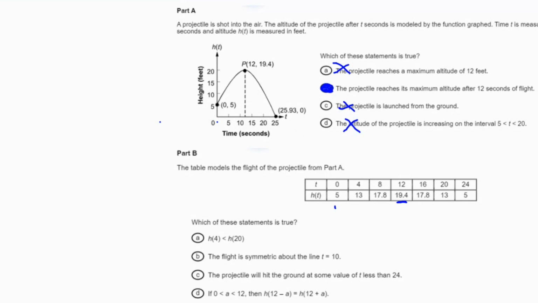So which statement is true? H of 4 is less than H of 20. That 4 is my input. So I'm looking for H of 4 and H of 20. Is 13 less than 13? No.